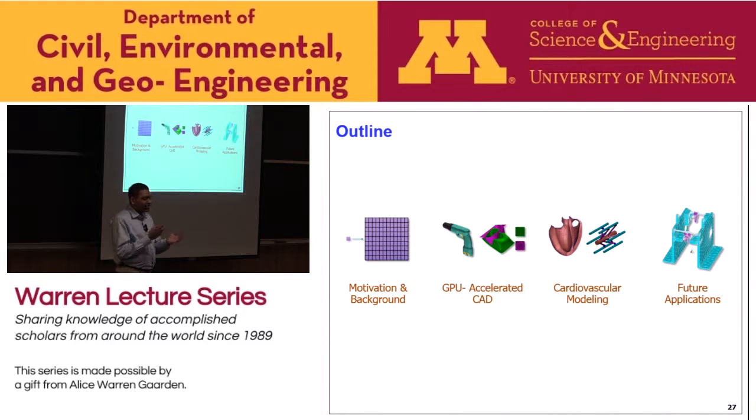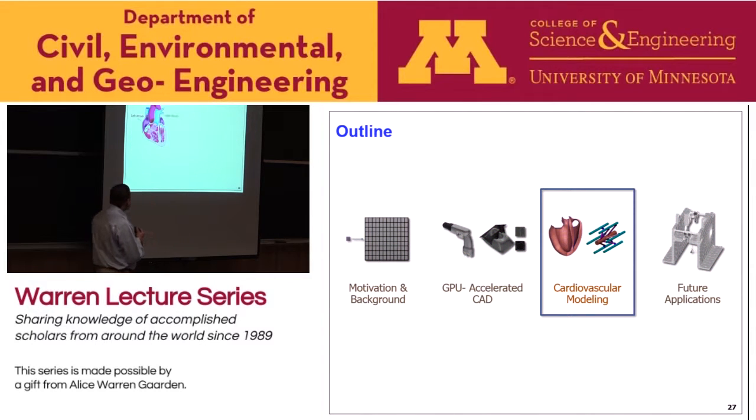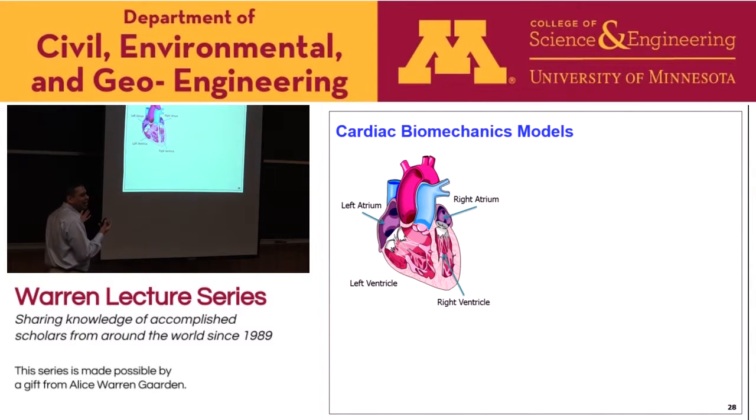Now I want to shift gears a little bit to cardiovascular modeling and how geometric algorithms can be used in what is called patient-specific modeling. To give you a background, as you all know, this is what the heart looks like. We have 4 chambers in the heart: the left and right ventricles, and the left and right atrium. The ventricles are the main pumping part of the heart itself.